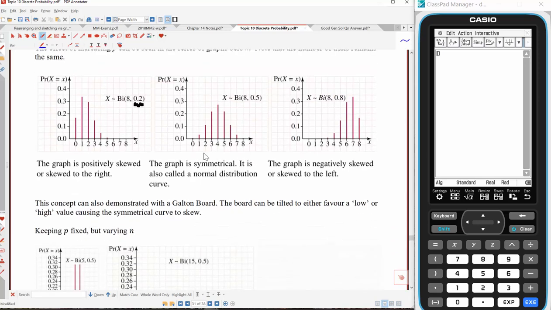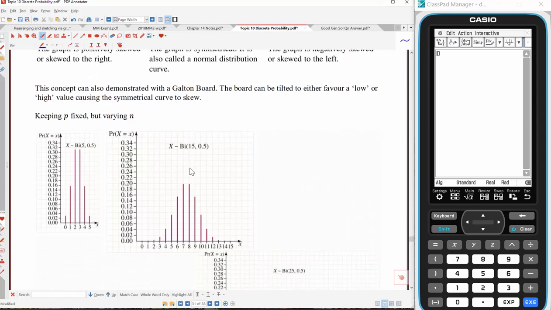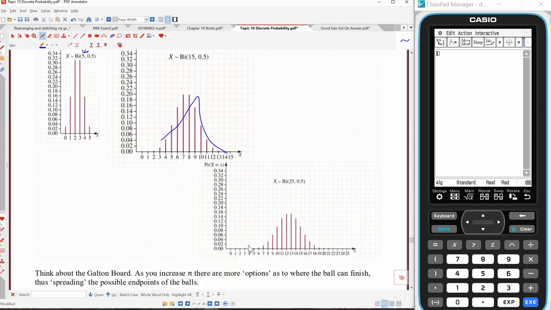And so this part of the course, or the concept, can be demonstrated with a Galton board. We simulated tilting left or right to cause that skew. Now if we keep the probability fixed but vary n, what happens is, if we have n being relatively low, around about 5, we get this sort of pattern here. At 15, we start to get that sort of curved pattern, and at 25, we get that nice looking curve we're going to call the normal distribution curve.